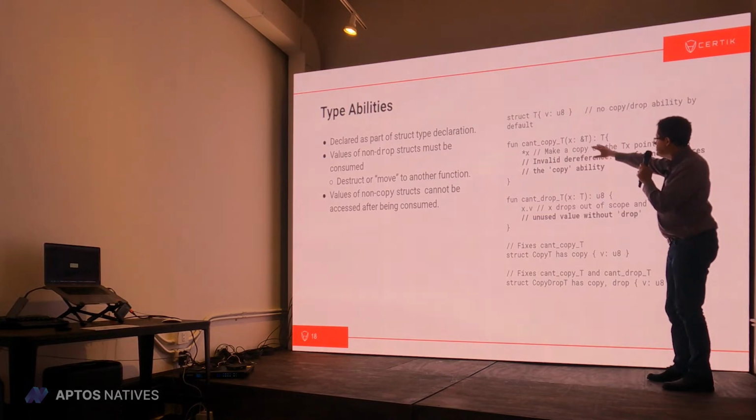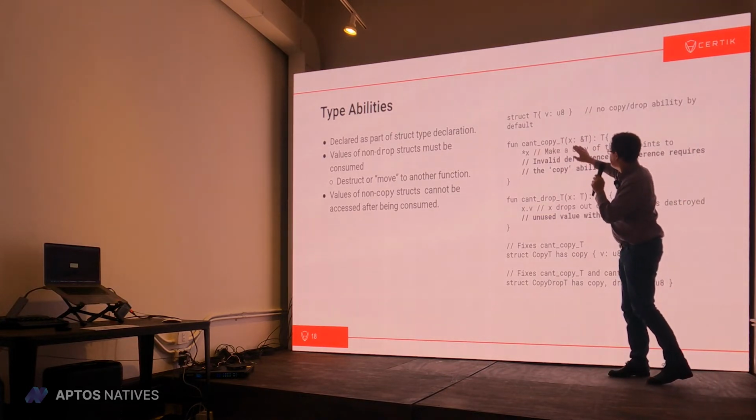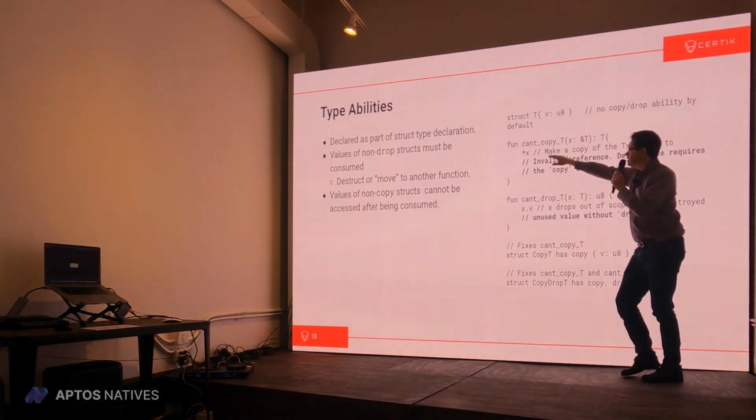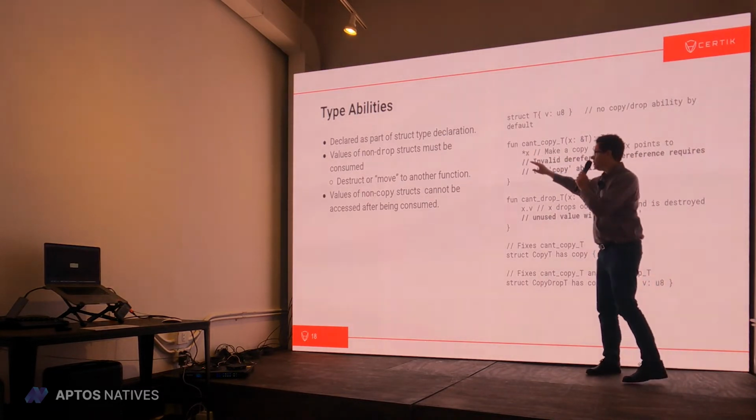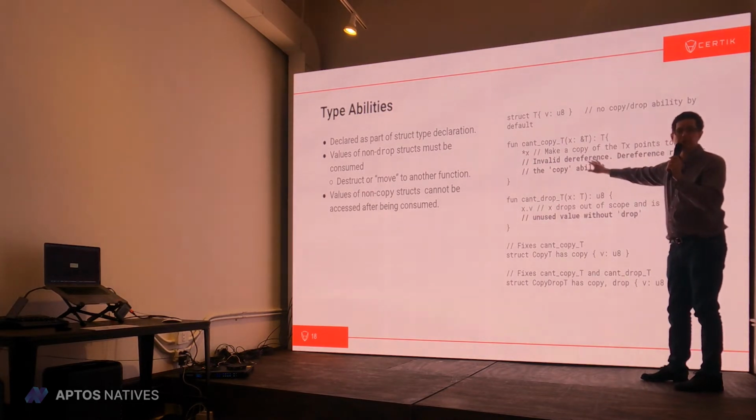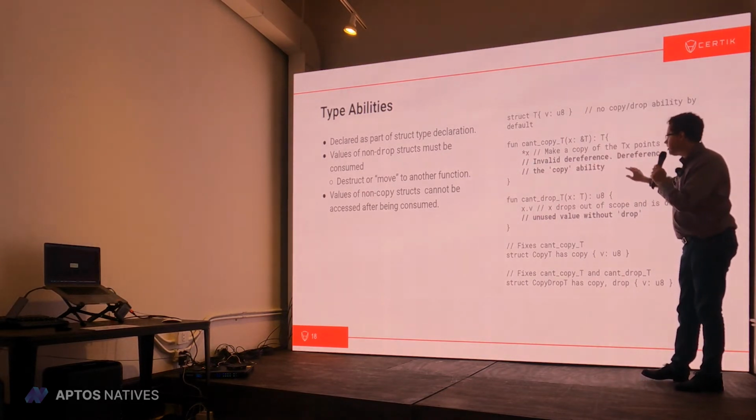All right, and so if you have this function here, we have this function can't copy t. It takes in a reference to t here, and now somebody tries to dereference the reference, star x. Well, that would make a copy. What you're going to get is invalid dereference. Dereference requires the copy ability. You're going to get an error here.